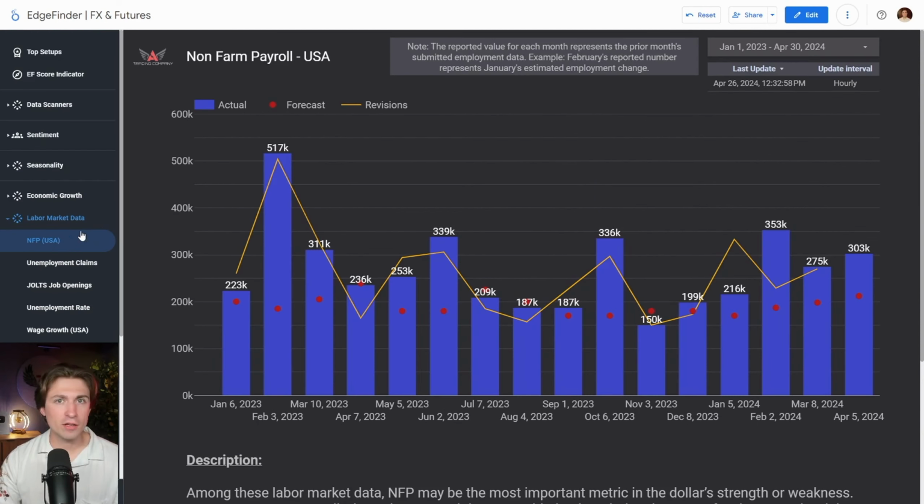Another key area of economic health is to keep an eye on the jobs numbers that come out monthly from the United States, specifically the non-farm payroll, or the NFP event. Now, what this shows us is jobs growth over time.